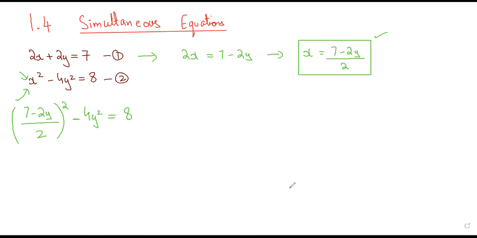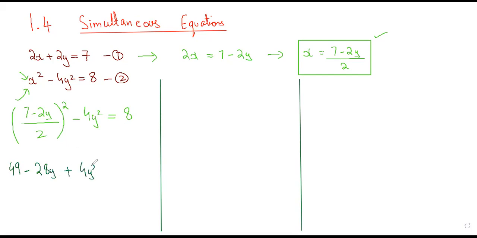If you have any questions, any doubts, just ask me directly. I'll be using a better color from now on just so it's more visible. So let's start expanding it. The numerator would become 7 squared, which is 49, minus 2ab, so it would become minus 28y plus 4y squared. If anyone has any difficulties in this expansion, you need to tell me, okay? Minus 4y squared equals 8.